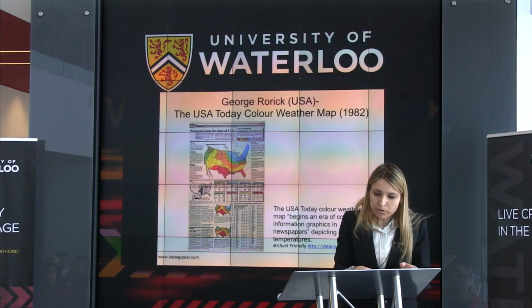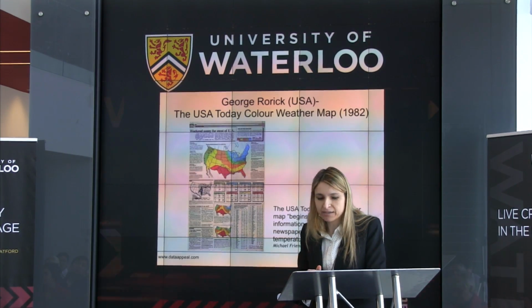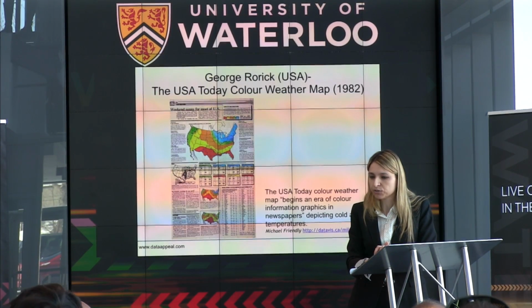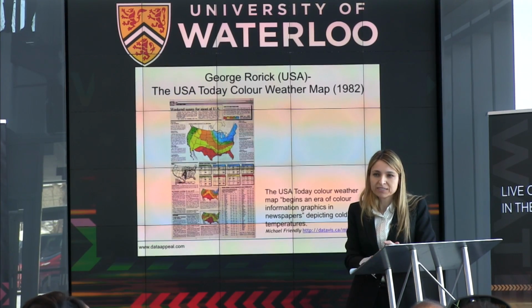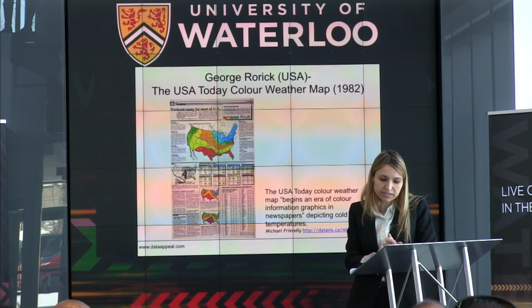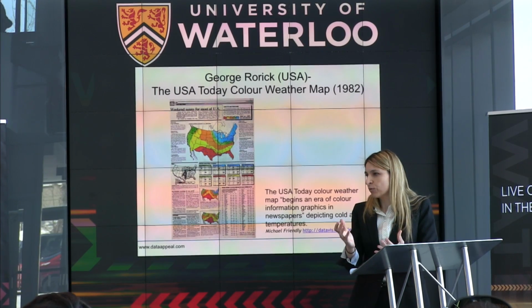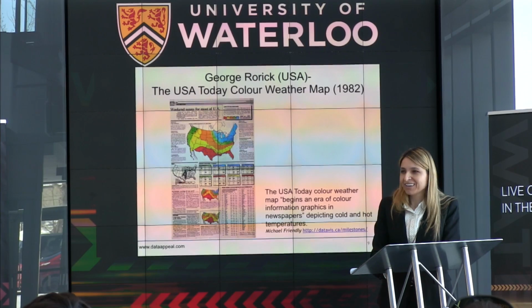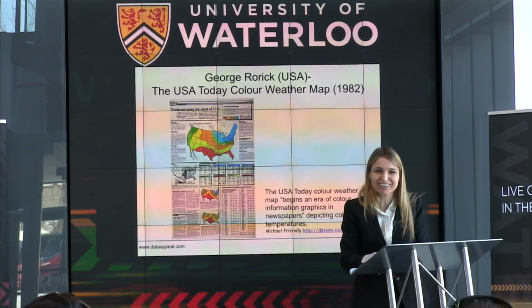In more modern times, I wanted to show this because we see this a lot in newspapers today. This is a USA Today color weather map of 1882. It was done by George Roderick, and he's the one who basically started an era of weather maps, or using color in information graphics in newspapers at the time. And it's all over the world today. So I thought this was a good thing to depict, especially right now, when weather is such an important part of our lives, depicting hot and cold temperatures.